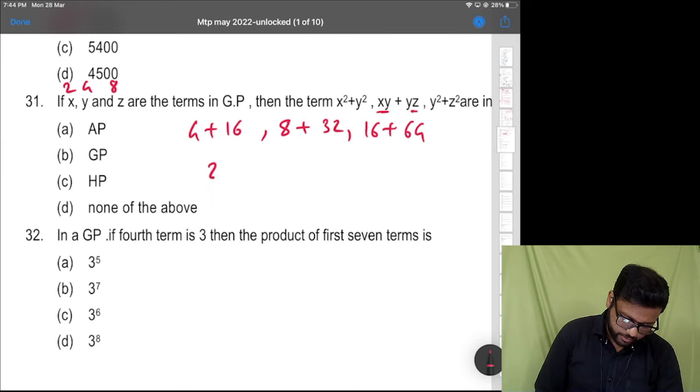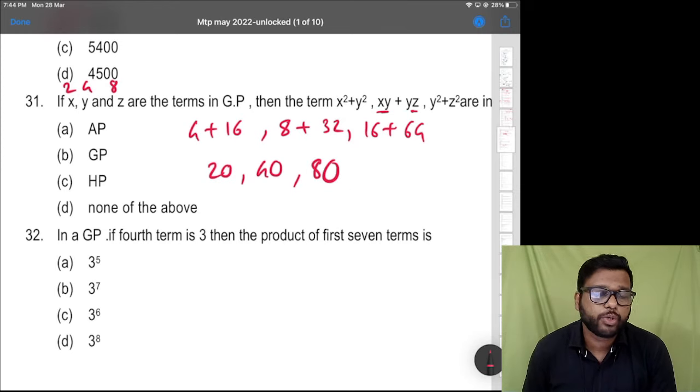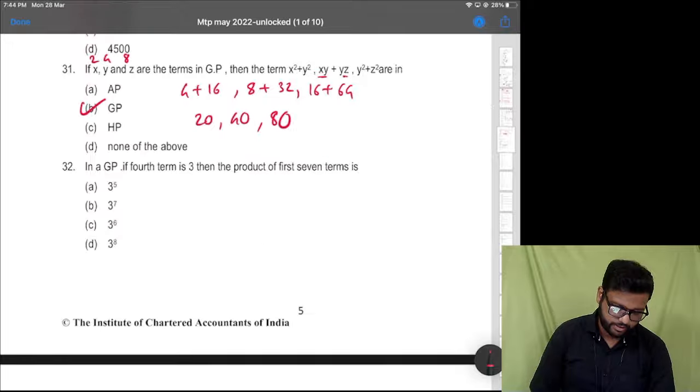4 plus 16 is 20. Then 8 plus 32 is 40. And the last term, 16 plus 64, is 80. So this is in geometric progression, obviously, right? It is doubling. 20 into 2, 40 into 2. So GP is the correct answer.